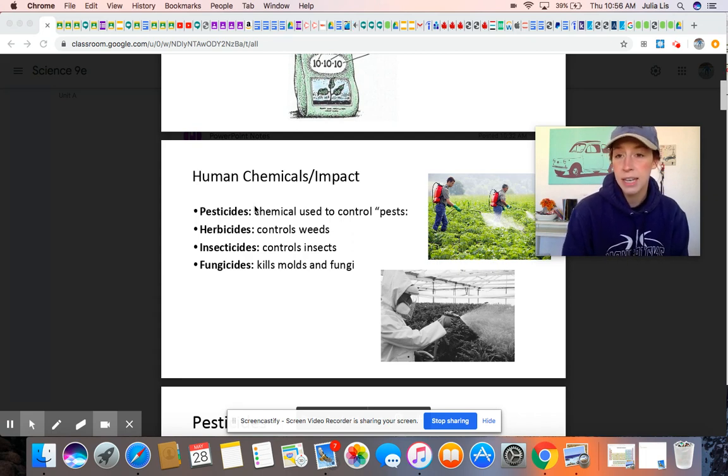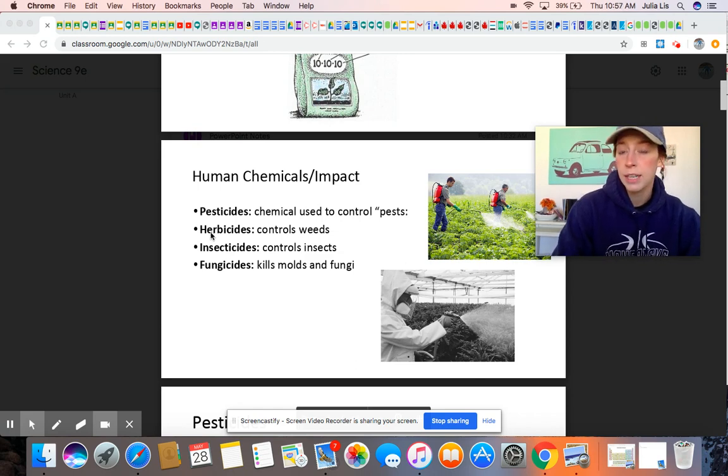overtaking the area, taking nutrients from them or breaking them down, eating them. There could be small rodents, so small mammals that are also eating these crops. So what we can use are called pesticides. So we're getting rid of pests. And there are some specific terms that are good to know. So pesticides control pests is a general term that we use, but some more specific terms could be herbicides.